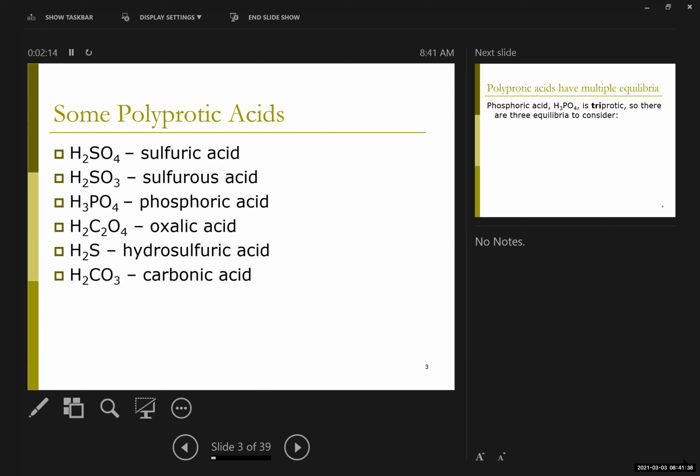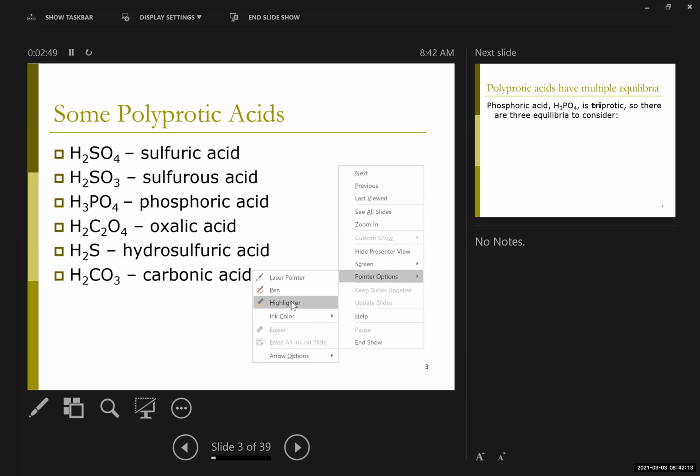So these are probably the most common of the polyprotic acids. I mentioned sulfuric acid the other day. You will notice, by the way, with the exception of hydrogen sulfide, they're all hydrogen polyatomic ions. But in this case, the polyatomic ion happens to have a charge greater than 1.